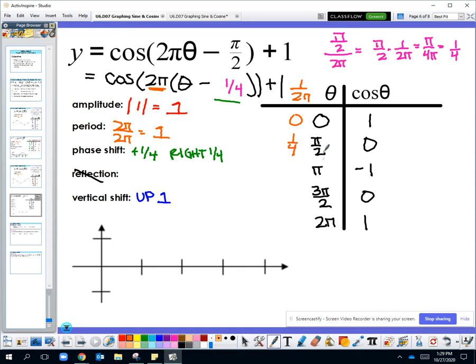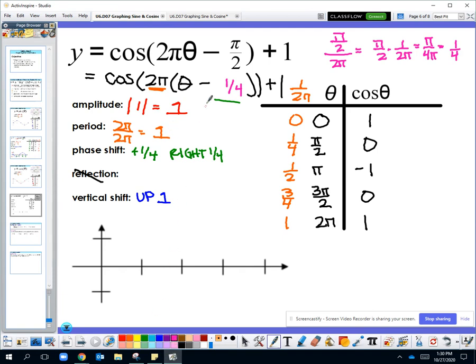1/4. Pi multiplied by 1 over 2 pi would be 1/2. 3 pi over 2 multiplied by 1 over 2 pi gives me 3/4. And then 2 pi over 2 pi is just 1. So from 0 to 1, and the period is 1.